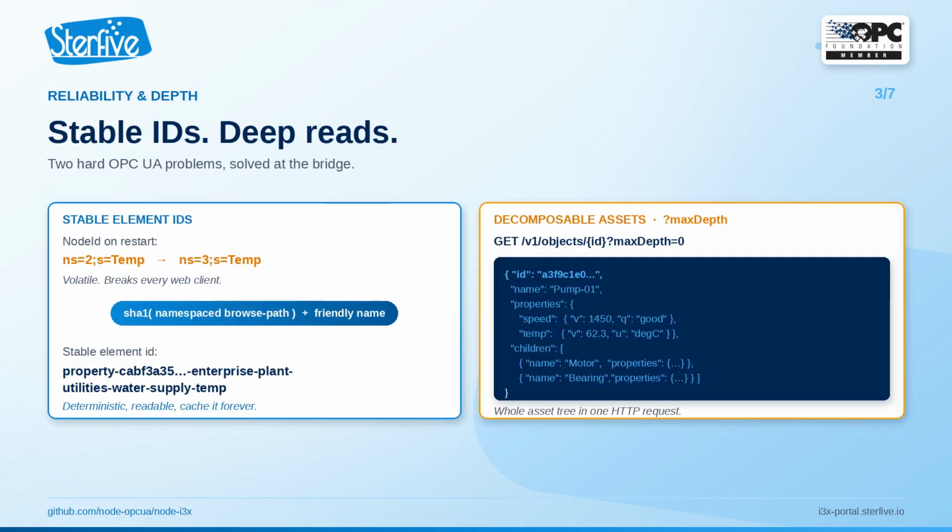In the real world, OPC UA node identifiers could be volatile. Namespace indexes can shift on a server restart, quietly breaking web clients. Node i3X fixes this by hashing the full namespaced browse path into a stable, deterministic element ID that clients can cache with confidence. And with our decomposable asset model, a single request with the maxDepth parameter returns an asset's entire internal state, recursively, in one clean JSON payload.